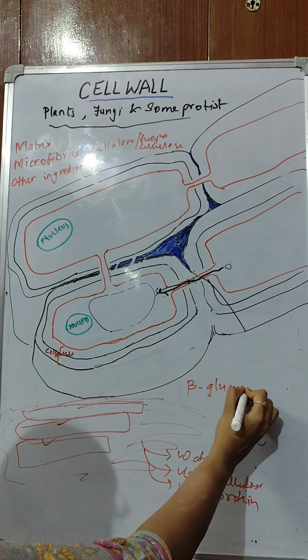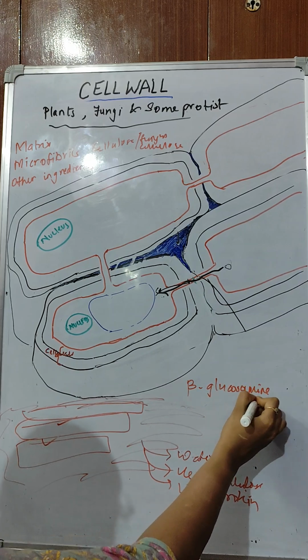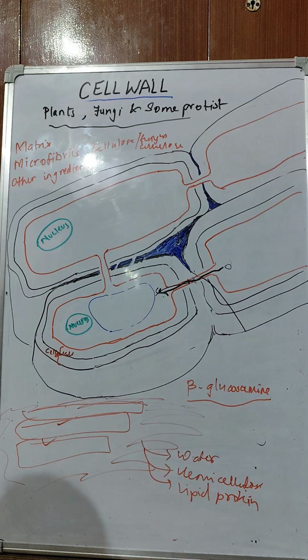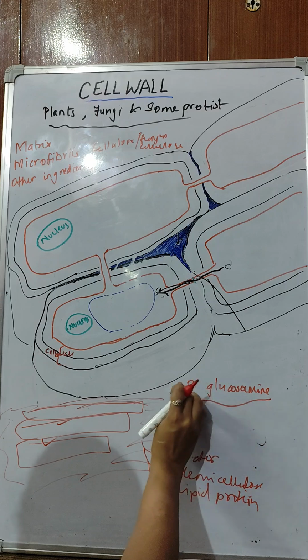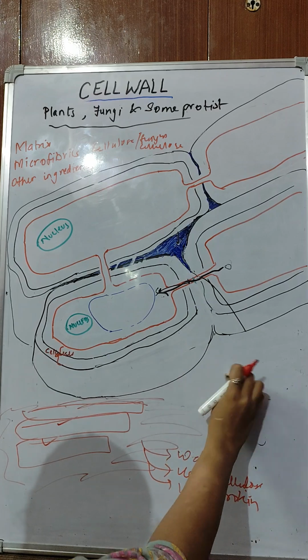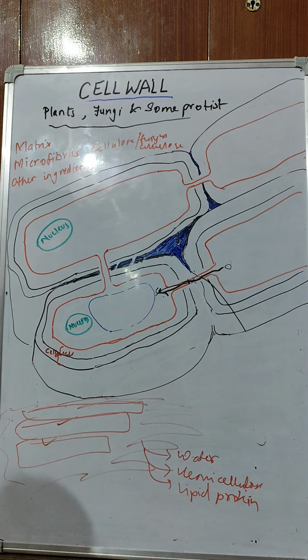So it is different. It is something similar to chitin. Now we will study chitin also in animals when we study the class Insecta. In that only we are going to study about chitin. Chitin is present in exoskeletons of insects. So this beta glucosamine will form fungus cellulose, whereas cellulose will be formed from general sugar, glucose.